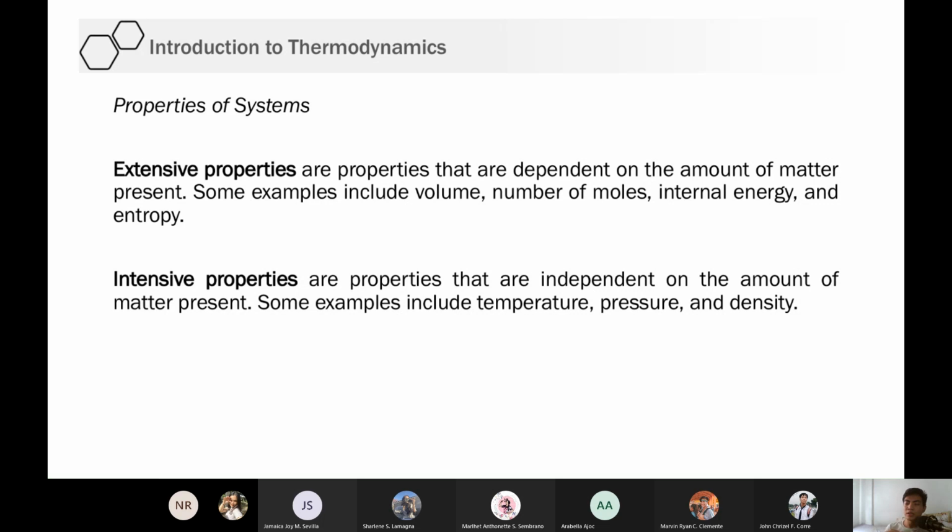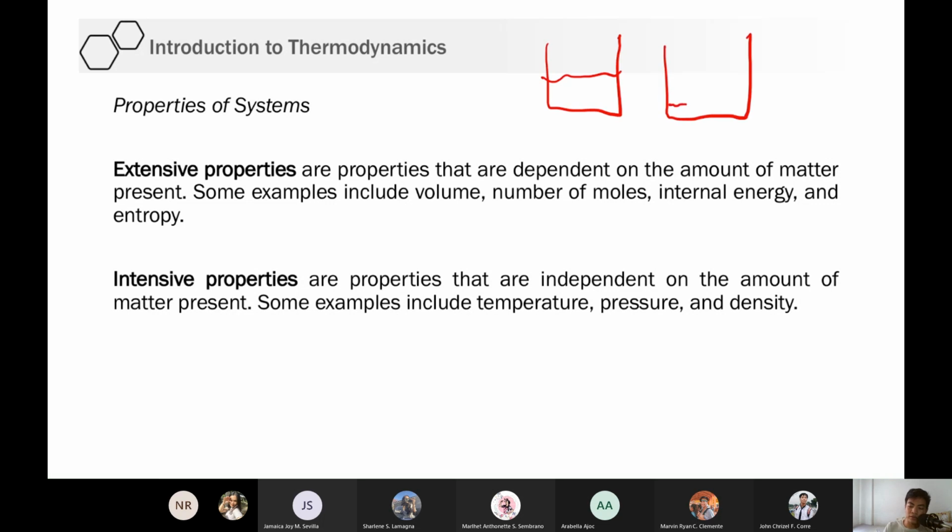Now let's talk about this one, properties of system. In properties of system, pares lang to sa properties of matter, no? Kasi ang system natin yung mga matter, yung mga particles that react to one another. When you say extensive properties, these are properties of matter or the system that depends on the amount of particles present. Ibig sabihin, the more particle is, the greater the extensive property will be. Okay. One example will be this.